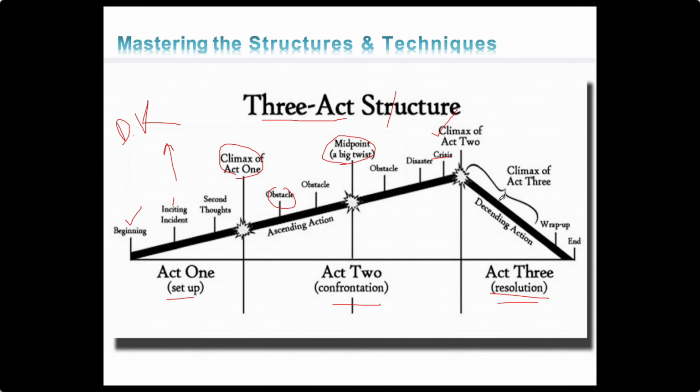Act 3. Resolution. End. Final confrontation. Climax of Act 3. Story wraps up. Example: Batman defeats Joker but takes the blame. This structure makes stories feel engaging and satisfying because it builds tension, escalates stakes, and delivers a powerful conclusion.